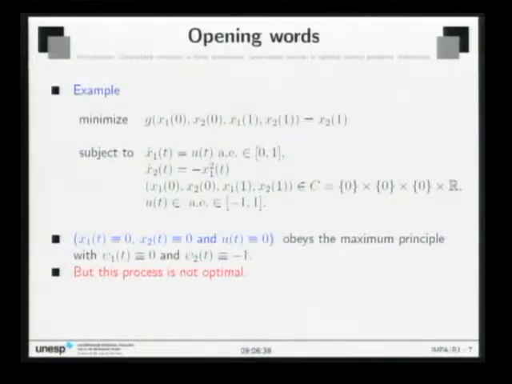So this example is simple. We have minimization of the second state in the final second state. This is the simple dynamics, where here are the terminal and final states. And u can be in [-1, 1] here. So you see that the trivial process obeys the maximum principle. It's easy to check, but it is not optimal.